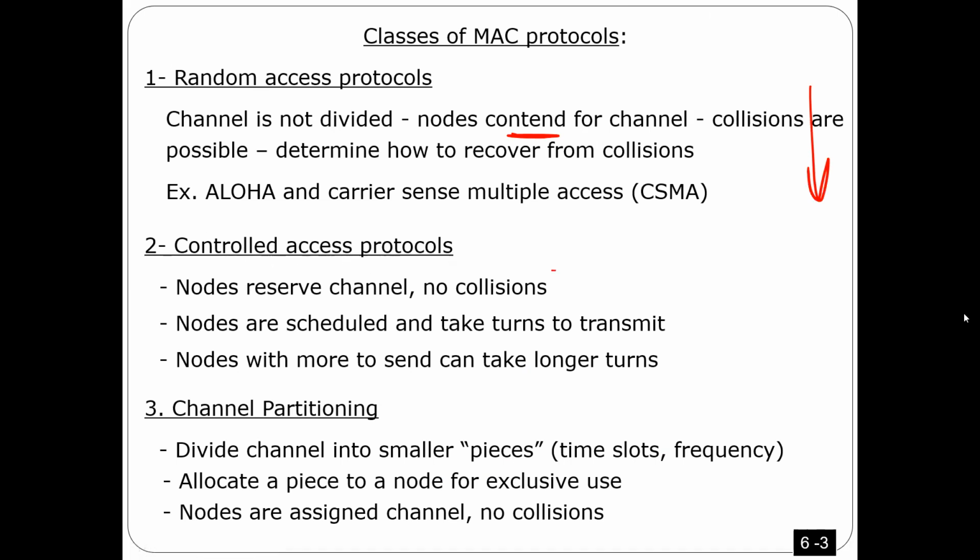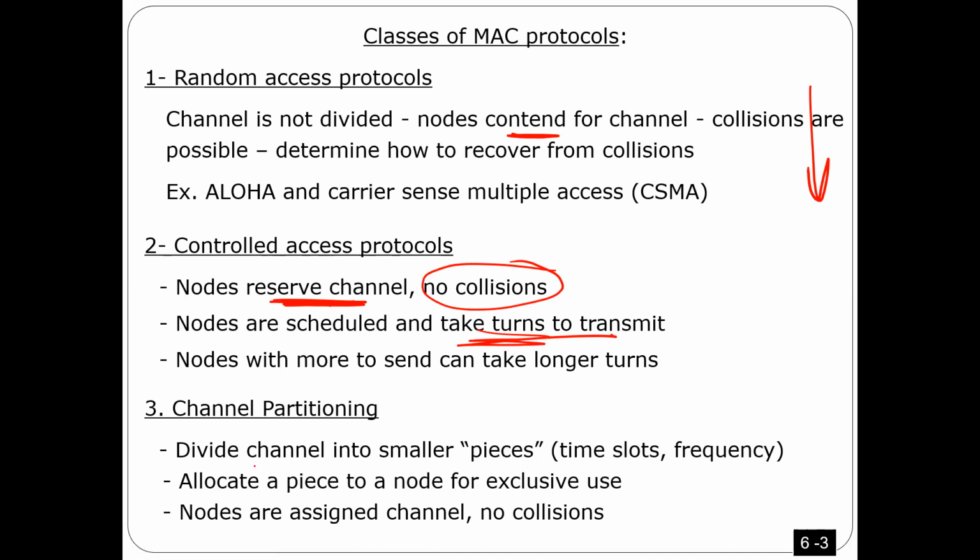Like the second one, controlled access control. This one does not have collision, okay, because here you do some kind of reservation for the channel. It's not random. You reserve before you transmit. You have to reserve the channel. Nodes are scheduled and take turns. It's like they take turns to transmit.